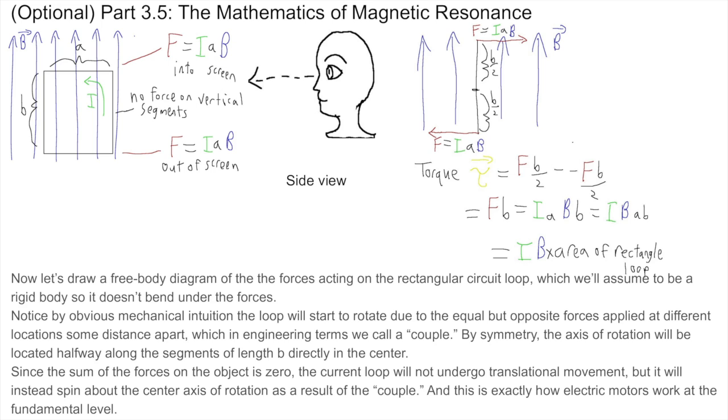Notice by obvious mechanical intuition, the loop will start to rotate due to the equal but opposite forces applied at different locations some distance apart, which in engineering terms we call a couple. By symmetry, the axis of rotation will be located halfway along the segments of length B, directly in the center. Since the sum of the forces in the object is 0, the current loop will not undergo translational movement, but it will instead spin about the center axis of rotation as a result of the couple, and this is exactly how electric motors work at the fundamental level.